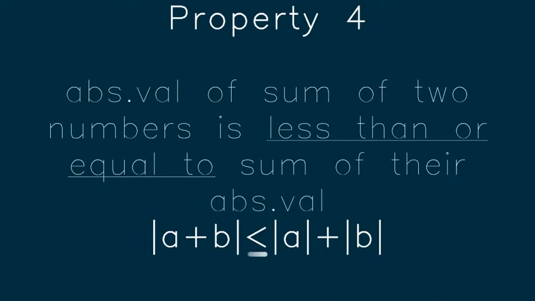So the fourth property might not actually be really useful, but I guess mathematicians want stuff. The fourth property states that if you have the absolute value of A added to B, if you add A and B and then you take the absolute value, the answer is always going to be less than or equal to the absolute value of A individually and B individually, added up.